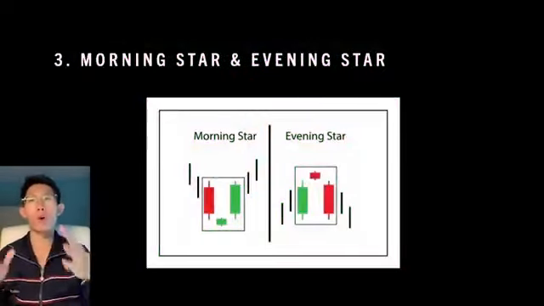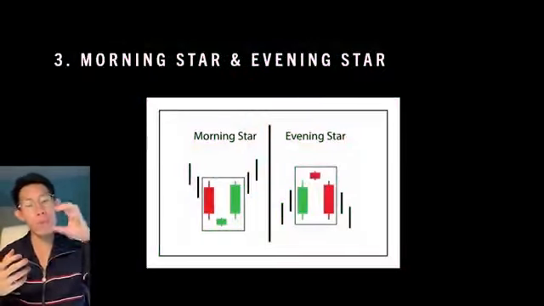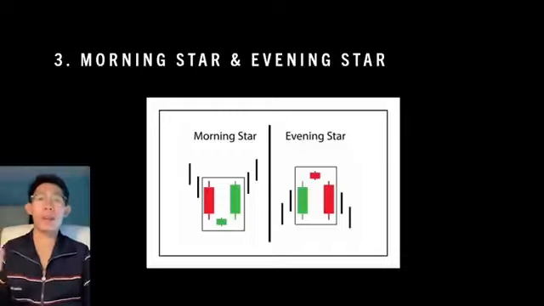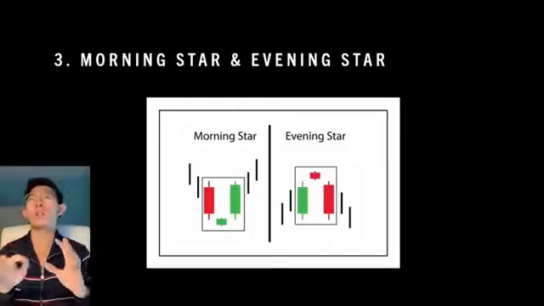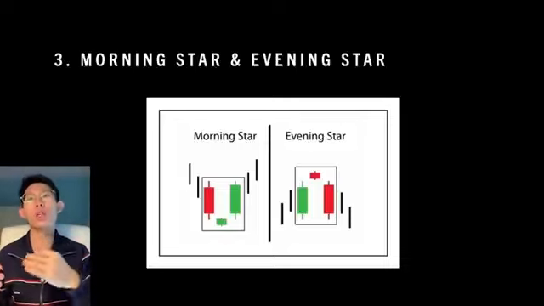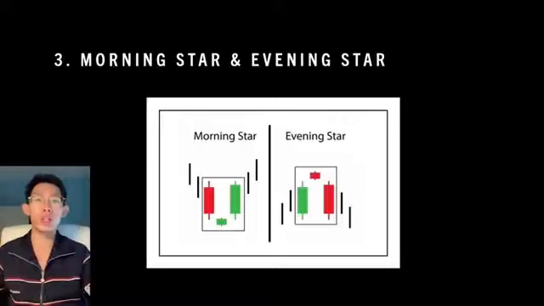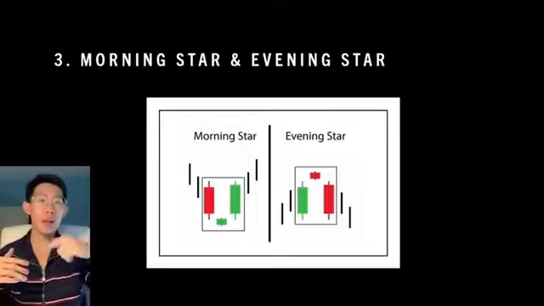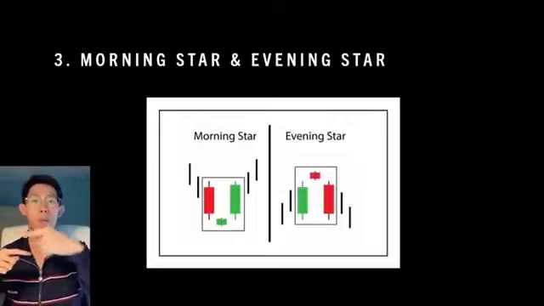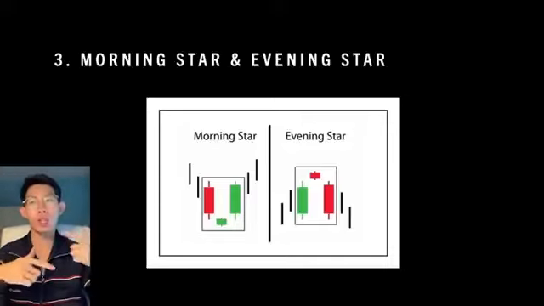Number 3 is your morning star and your evening star. These are one of my most favorite candlestick patterns because they work like, I would say, 90% of the time. Alright, the morning star is a bullish 3 candlestick pattern that shows us that price is potentially at the bottom of a downtrend, and this means that price is about to reverse and hit back up in the opposite direction.